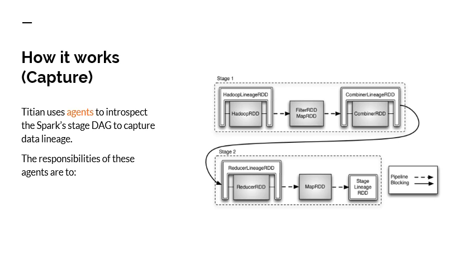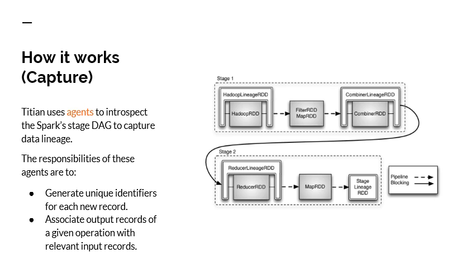When the main program encounters an action, due to lazy evaluation, Spark translates the series of transformations leading to the action into a DAG of stages. Titian hijacks this step and adds capture agents to the graph before it is submitted to the task scheduler for execution. This integration into Spark's partitioning contributes greatly to its computation results.